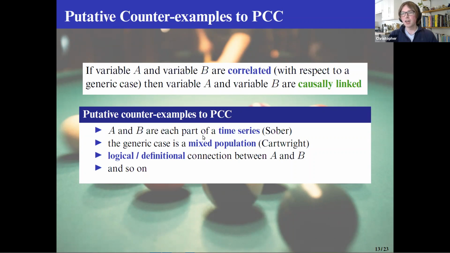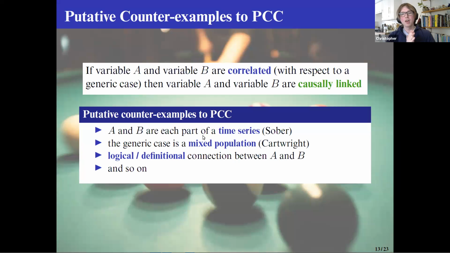You find the next counterexample, and then you add another qualification. So the idea is you try to save the truth of the principle as a generally applicable principle by narrowing its scope. But I take it the Cartwright approach to this is very different.